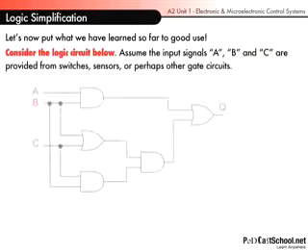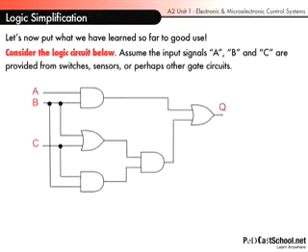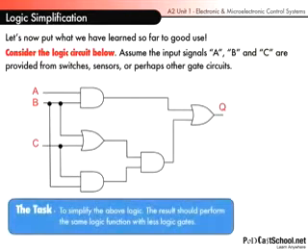I've said there, look at this circuit below. We've got three inputs, A, B and C. We've got an AND gate here, an OR, an AND, and an OR. It's not a complicated circuit, but my suggestion is that it's not actually minimal. What I'd like you to do is to simplify this circuit, and the result should perform the same logic function but with fewer logic gates. So how would you do that? Well, let's have a look.